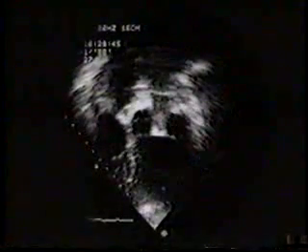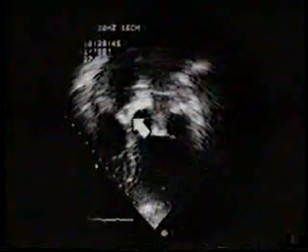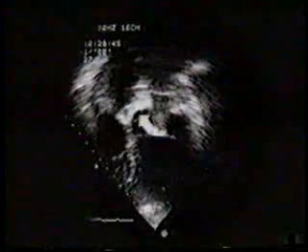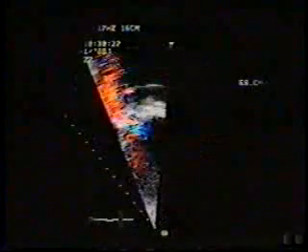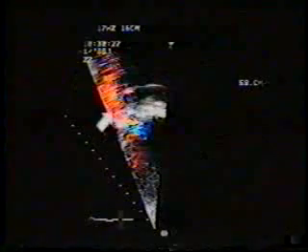The transducer has been tilted slightly to inspect the aortic sewing ring. There is no evidence of dehiscence. Flow imaging demonstrates a jet which travels around the ball and into the aorta.